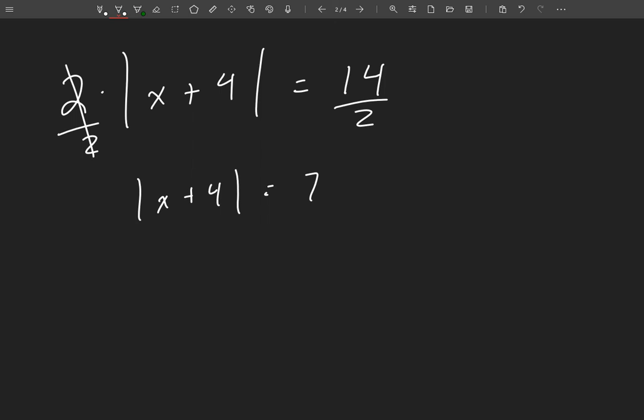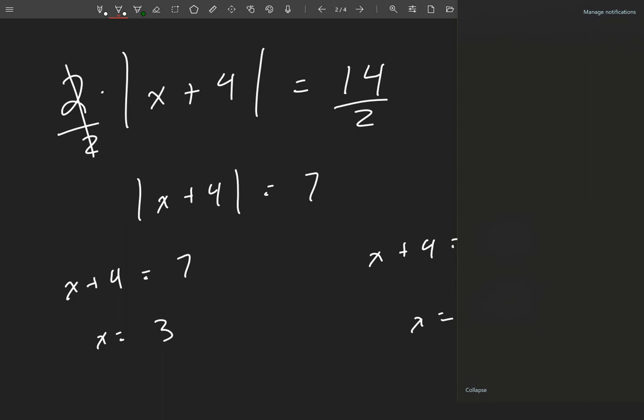And now I can work it just like I've worked the other ones. x plus 4 equals negative 7, x equals 3, and x equals, was it negative 11? I don't know where that came from. Okay.